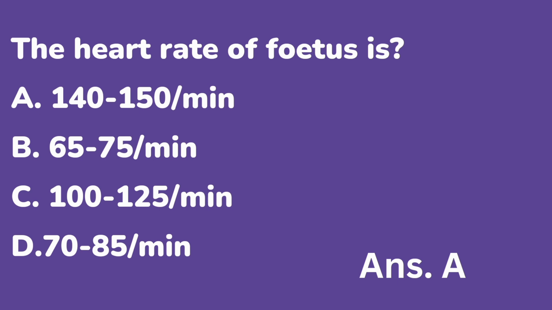Option C, 100 to 125 per minute. And option D, 70 to 85 per minute. Here the right answer is option A, that is 140 to 150 per minute. Okay, the heart rate of fetus is option A, that is 140 to 150 per minute.